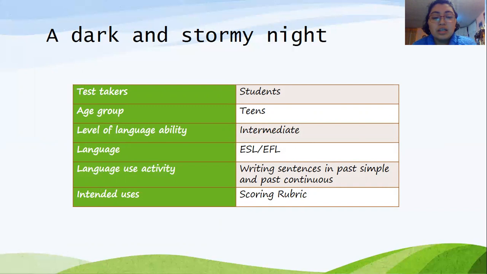The level of language ability in this case is intermediate because we need them to already know how to structure sentences and continue and give form to the sentences. The language that we are using is English, and the language use activity, what we want in the activity, is writing sentences in past simple and past continuous. Finally, the intended use is the scoring rubric.